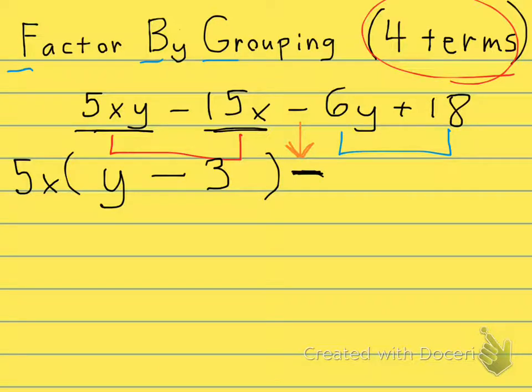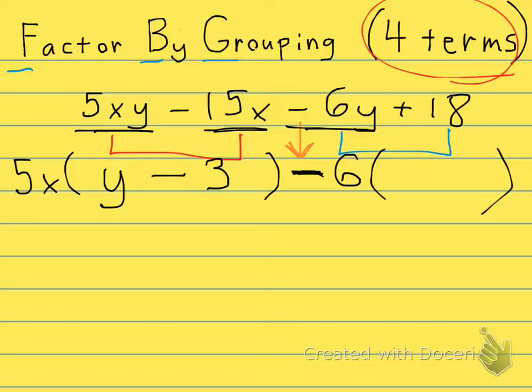Okay, now when I look at the second group, when I look at the blue group, what is the greatest common factor of the blue group? What can I divide out of both of those terms in the blue group? And the answer is 6. Now, because of this minus out front, I'm actually going to divide out a negative 6. Okay, my leading term of these two blue ones was negative. I'm going to divide out a negative 6. Let's see what's left over.